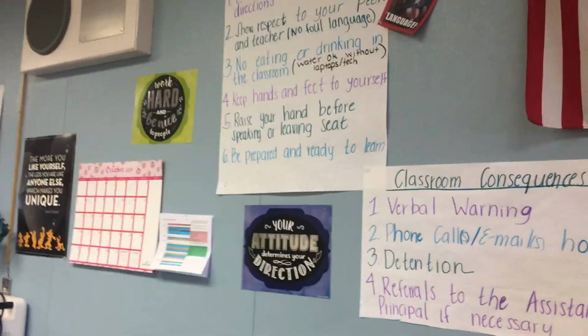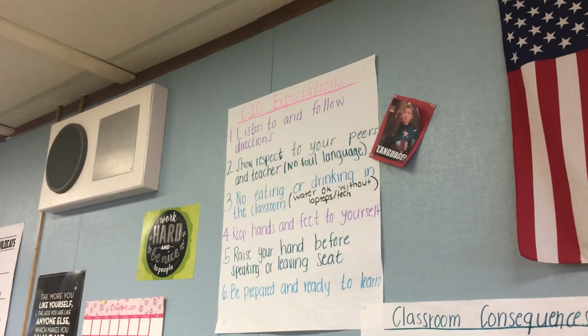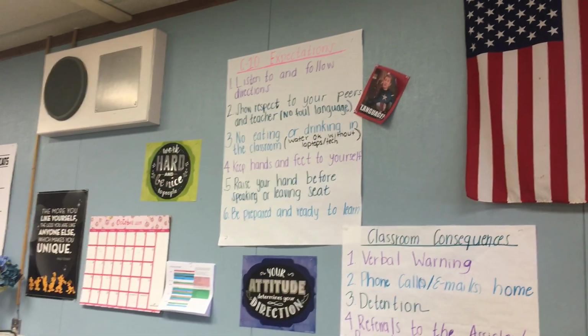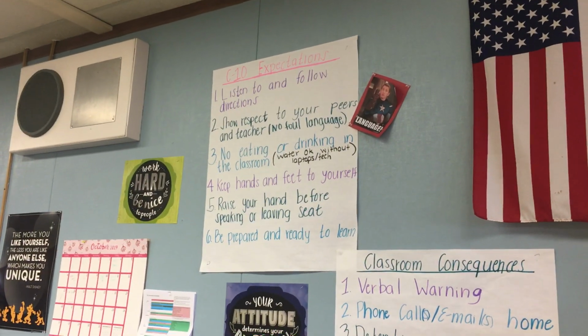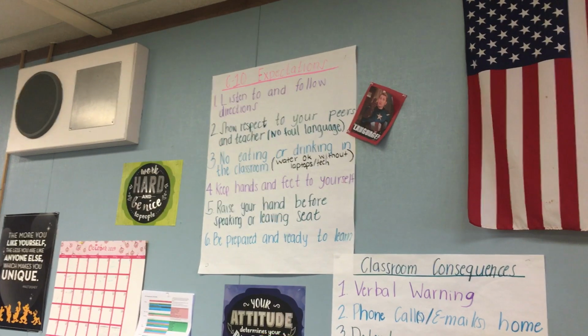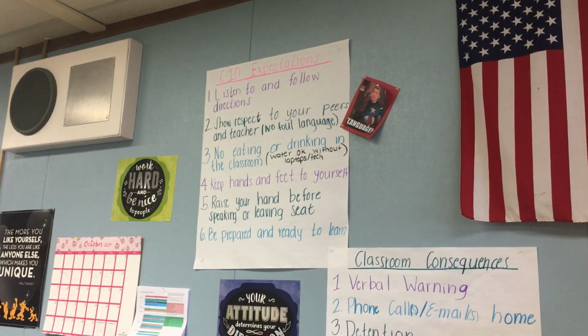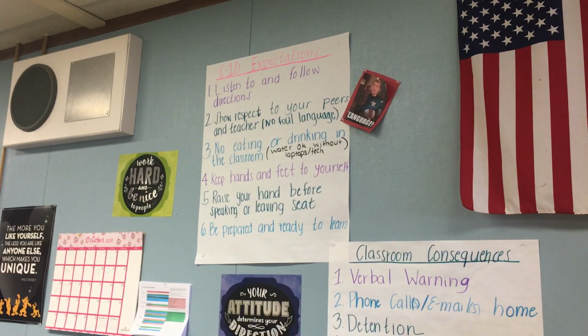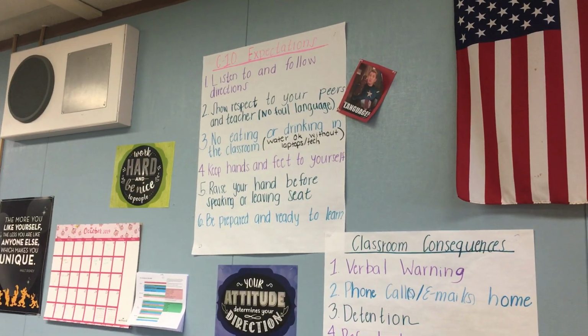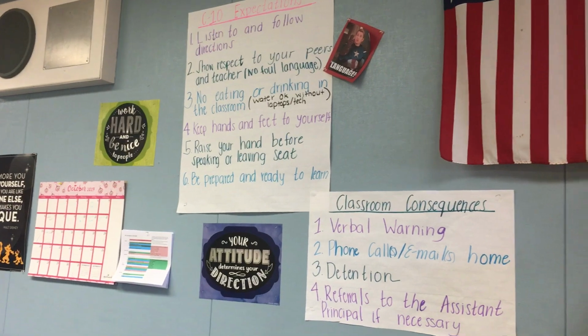In terms of my classroom behavior management system, I actually have my classroom rules right here towards the middle of the room. That way students from just about any seat, I believe, are able to see our expectations, and it's a nice way to remind them what they're supposed to be doing. So we have our basic expectations: listening to and following directions, showing respect to your peers, no eating or drinking in the classroom unless it's water, no technology without permission, keeping hands and feet to yourself, raising your hand before speaking or leaving your seat, and being prepared and ready to learn.